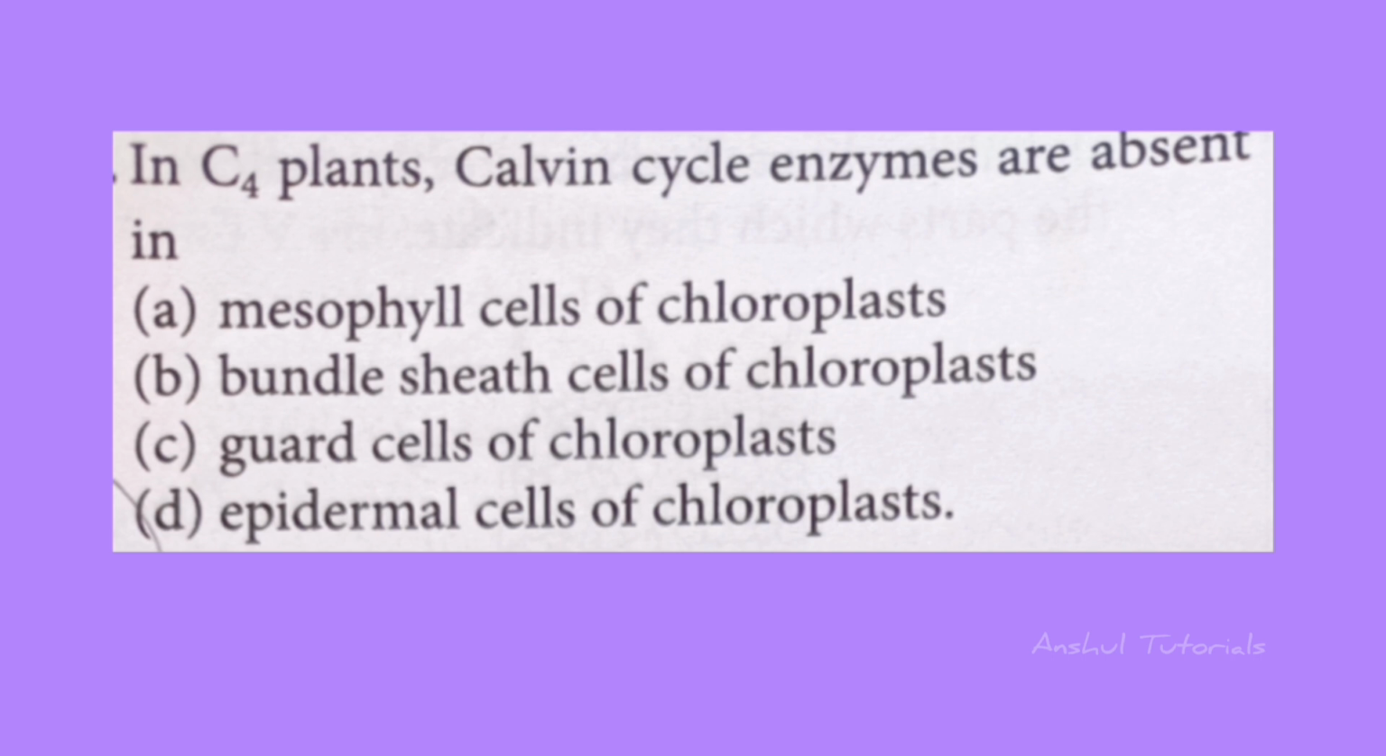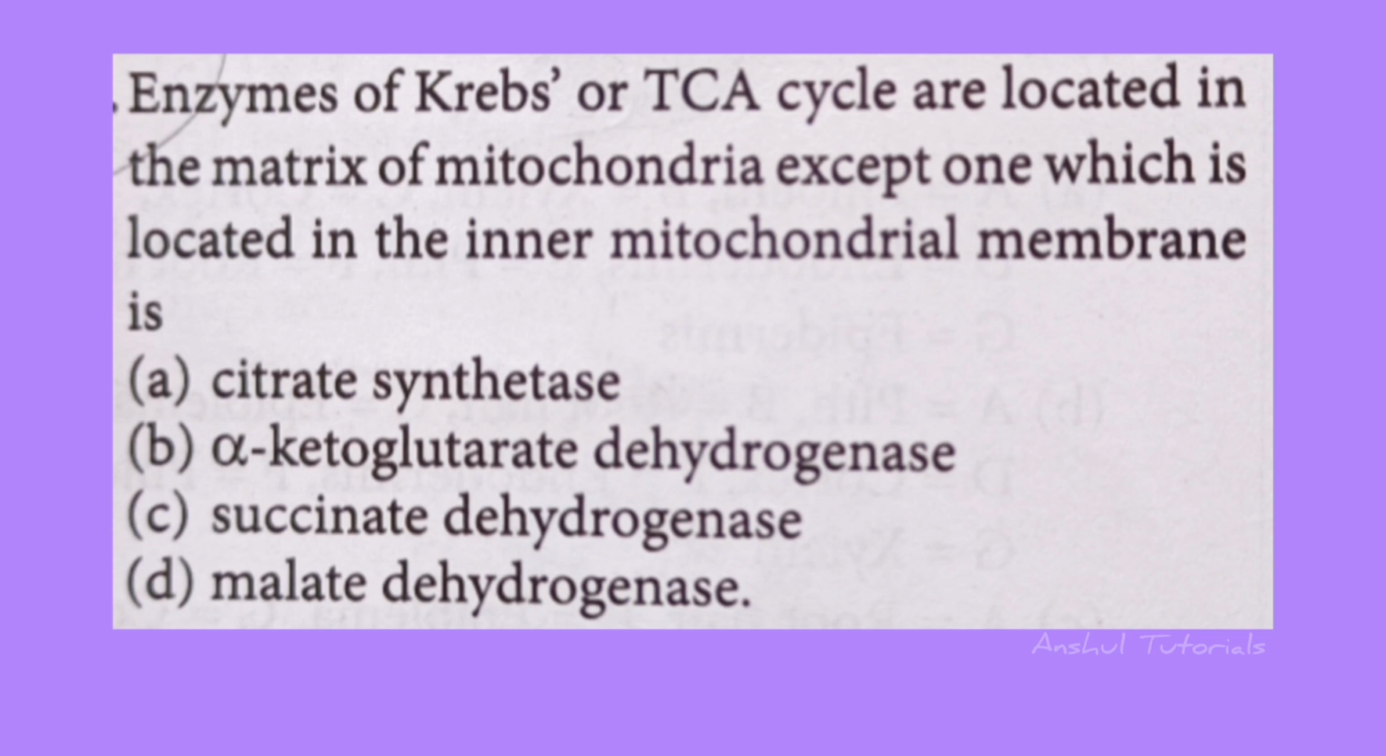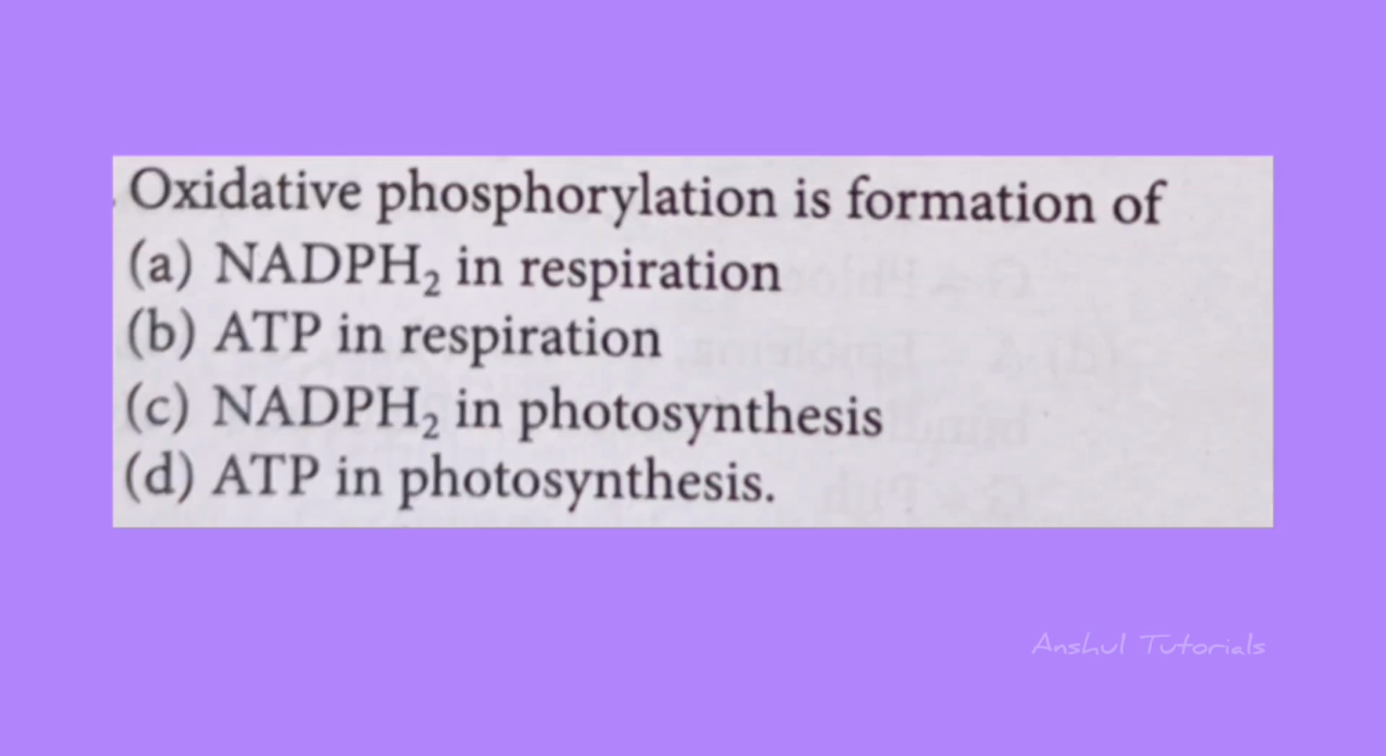In C4 plants, Calvin cycle enzymes are absent in, so the correct answer is option A, that is mesophyll cells of chloroplast. The next question is, suspension of isolated thylakoids in culture medium containing carbon dioxide and water does not produce hexose due to absence of which of the following? So the correct answer is option B, that is enzymes. The next question is, enzymes of Krebs or TCA cycle are located in the matrix of mitochondria except one which is located in the inner mitochondrial membrane is, so the correct answer is option C, that is succinate dehydrogenase. And the next question is, oxidative phosphorylation is a formation of, so the correct answer is option B, that is ATP in respiration.